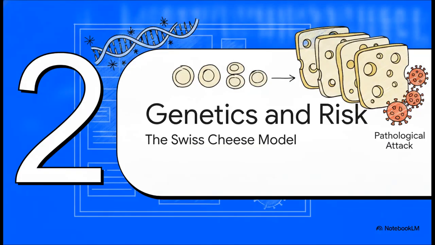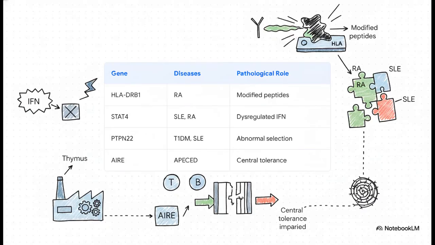That brings us to Section 2, genetic susceptibility and risk. So how do we cross that line from healthy housekeeping to pathological attacks? We have to look at the Swiss cheese model of risk. Genetic mutations alone aren't usually enough to cause disease, but they lay the blueprint for susceptibility. Look at the suspects in this lineup.